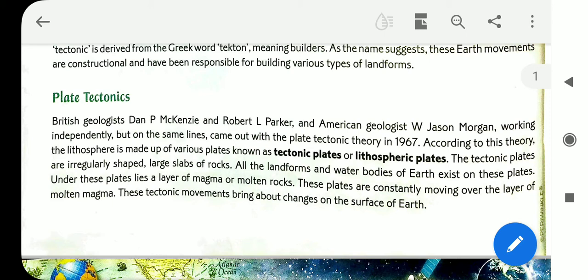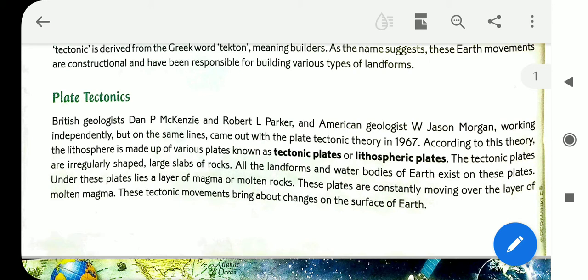According to this theory, the lithosphere is made up of various plates known as tectonic plates or lithospheric plates. The tectonic plates are formed in the lithosphere. We are standing on the lithosphere. The topmost layer of the earth is known as the lithosphere. In that layer, the tectonic plates are formed.